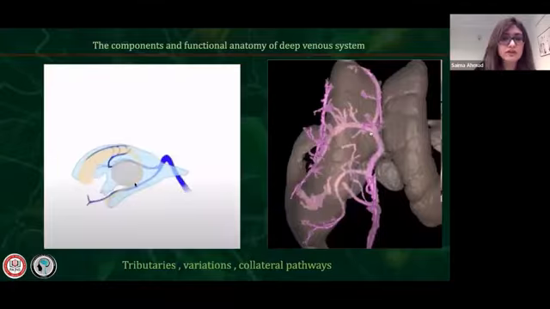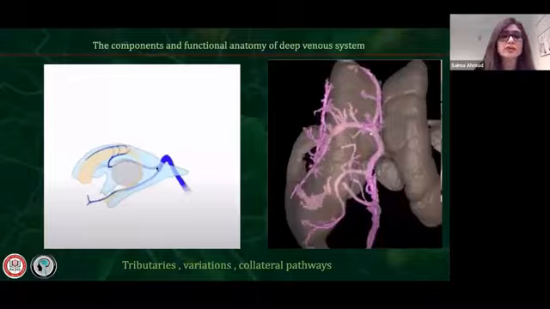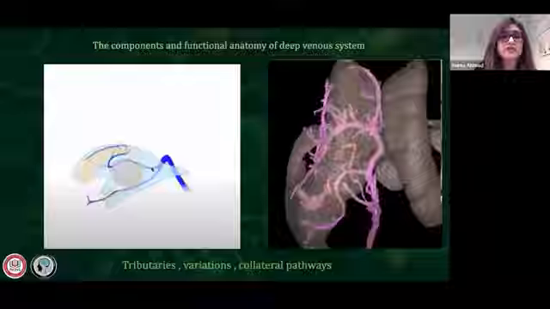So yes, with this, these are the ventricles. The components and the functional anatomy of the deep venous system are only two: internal cerebral vein and the basal vein of Rosenthal. Basal vein of Rosenthal is part of the superficial venous system, but it makes connections with the ICV as well. So we also consider it part of the deep venous system.